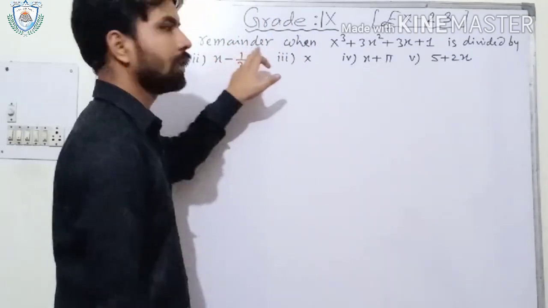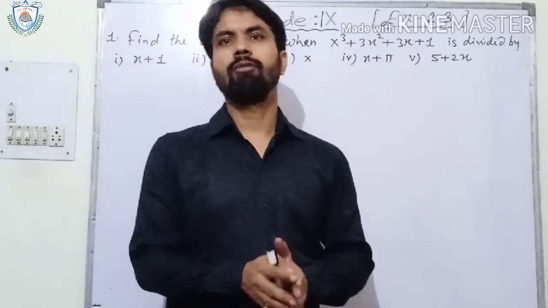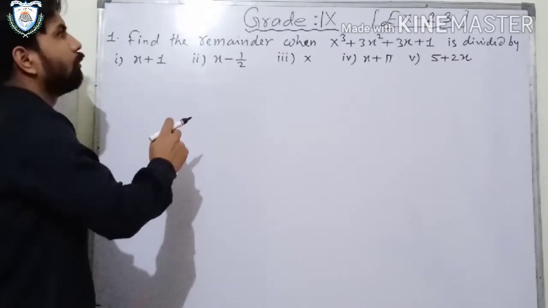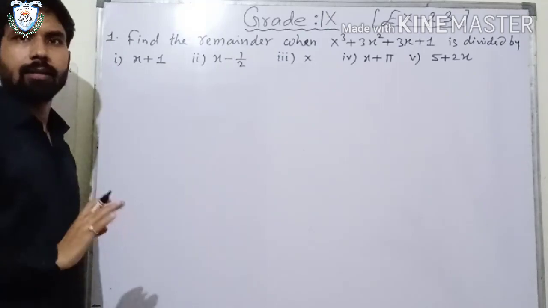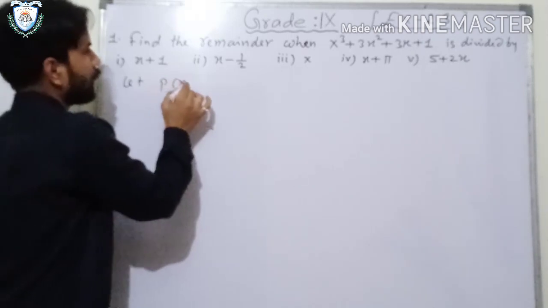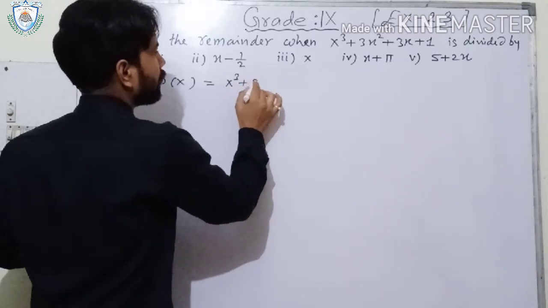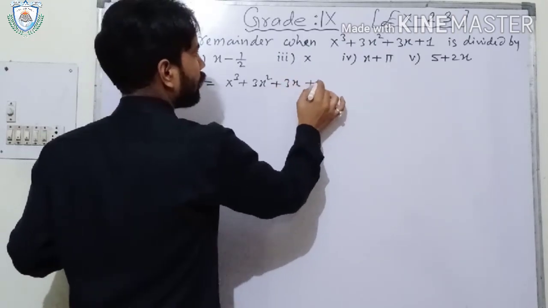Here we have to find the remainder. Whenever we have to find the remainder, we will use the remainder theorem. What is the remainder theorem? Let's see. First of all, whatever polynomial we have to divide is considered as p of x. So let p of x equal x cube plus 3x square plus 3x plus 1.